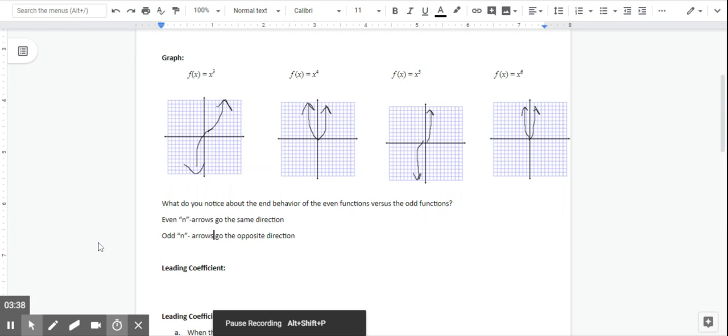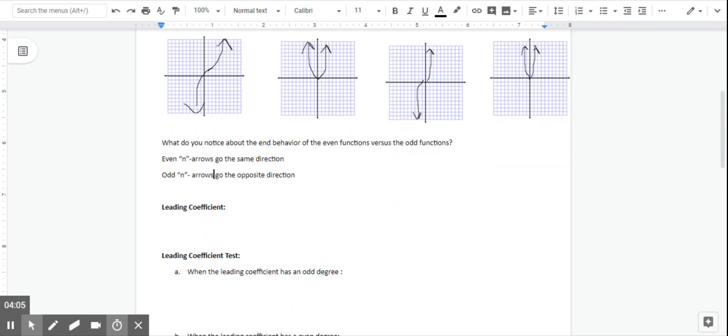So while you were thinking, you might have noticed that with even n, the arrows go in the same direction. So here, both up, but if you have an odd n, the arrows go in opposite directions. So one side goes up and one goes down. So that is telling us about what we call the end behavior of our polynomial functions. So what are the ends of our functions doing? What are the arrows doing? Which direction are they pointing?